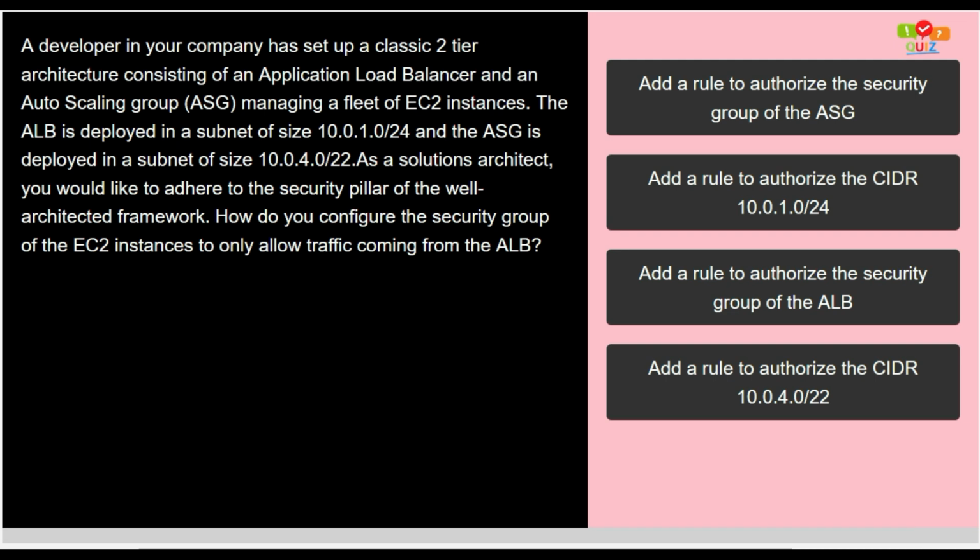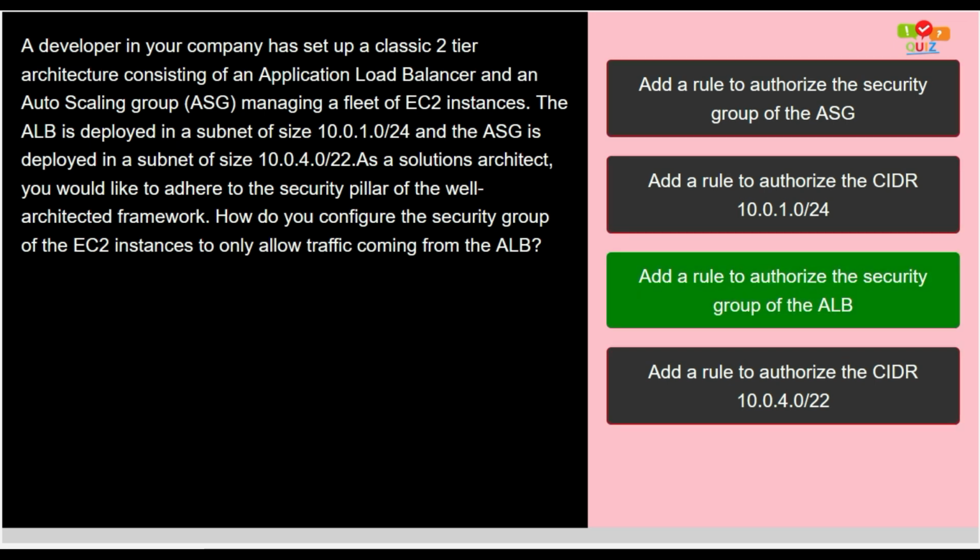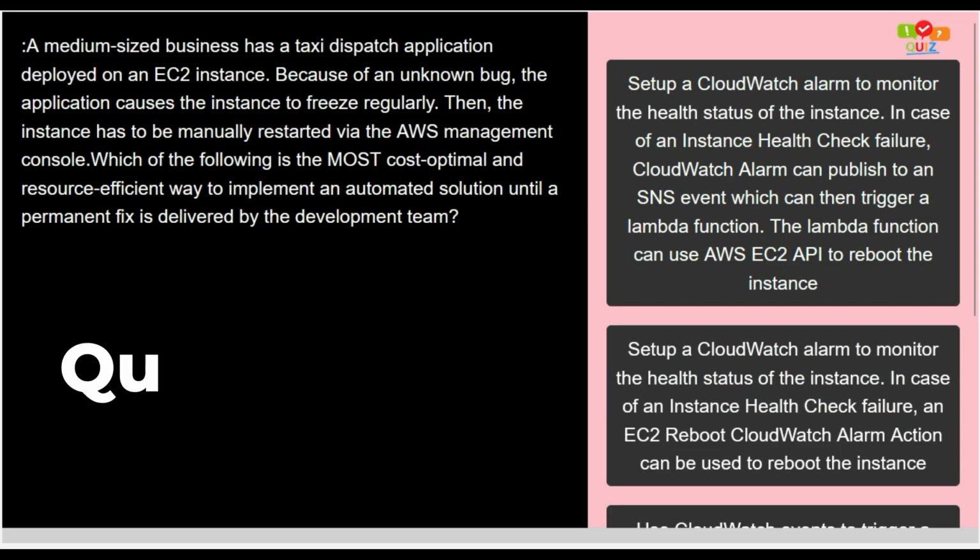So time up. Now let us see the correct answer. The correct answer for this question is option number 3. Add a rule to authorize the security group of the ALB. Okay, let us proceed to the next question. This is the last question for today's video.